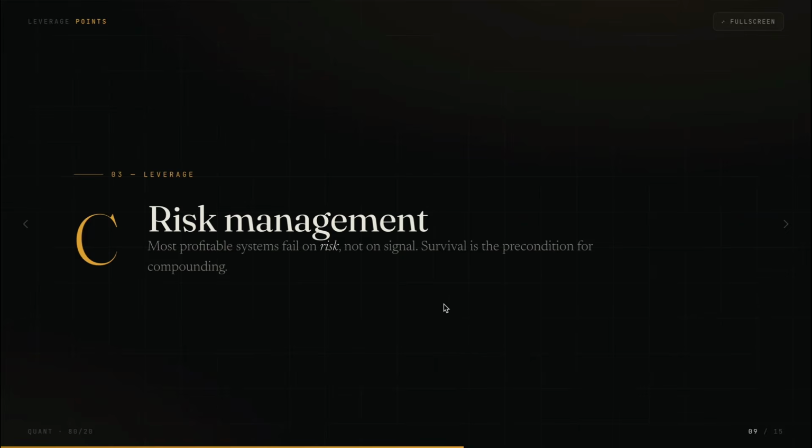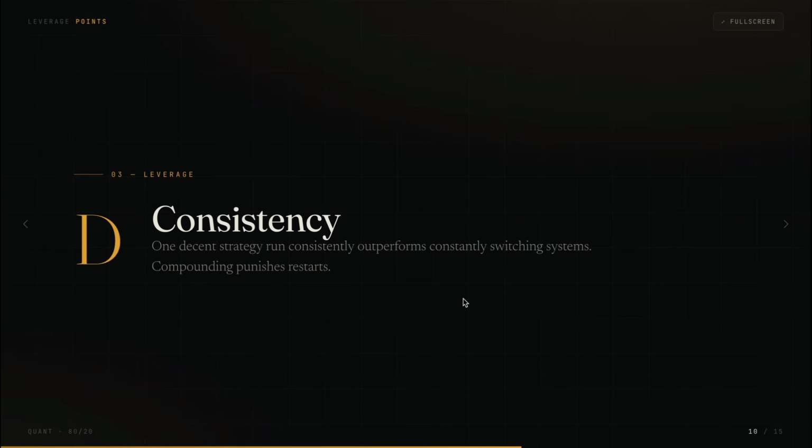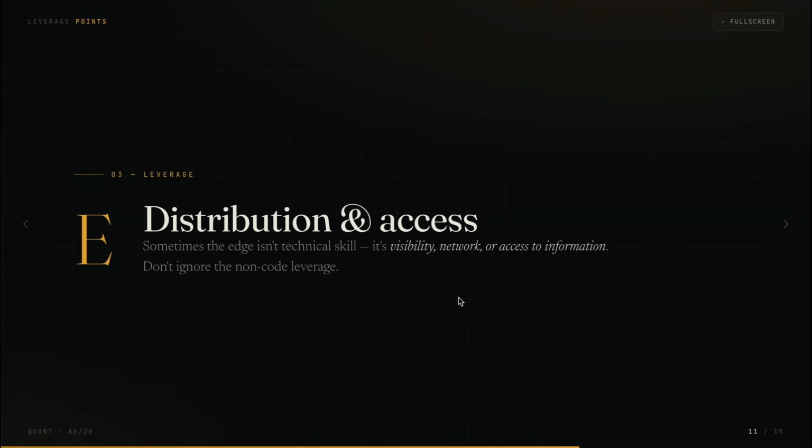And then consistency: one decent strategy run consistently outperforms constantly switching systems, and also the compounding. You have to understand that compounding punishes restarts. Okay, but this is different. This is about a portfolio that increases the risk year by year. That's a little different. It's like the visibility. Of course, this is also a leverage point.